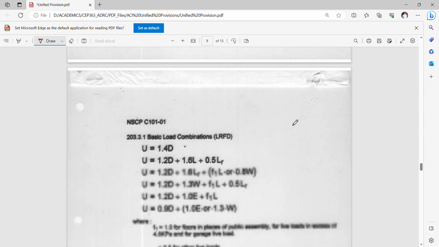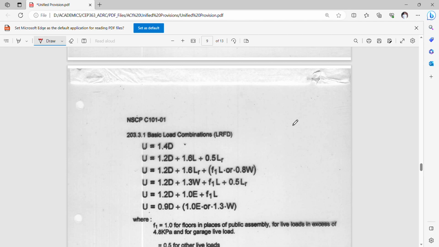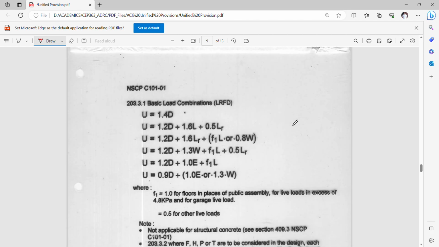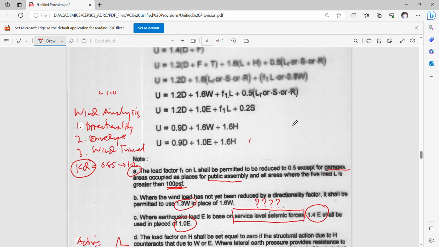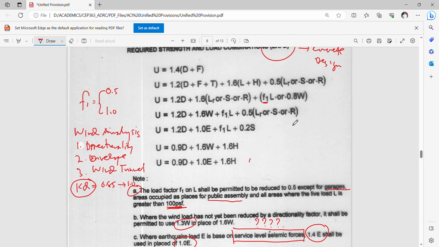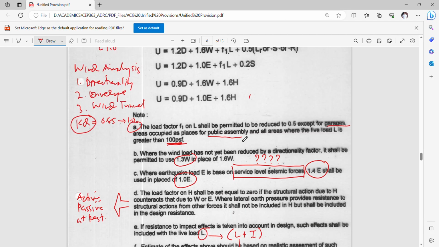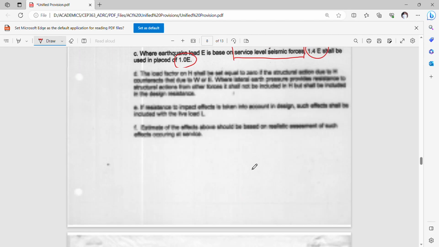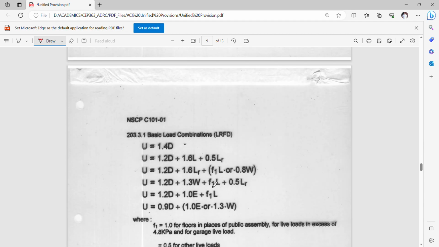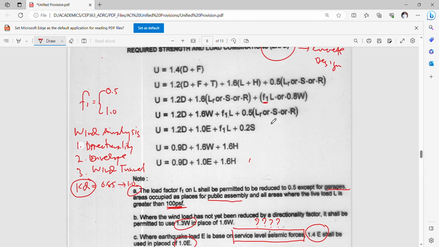So for the NSCP 2001 LRFD, you will notice that they are very much similar. Only some load or load effects here were not treated, but they may still be considered. So 1.4D, 1.2, 1.6, and 1.8 are there. So they are basically the same. 1.2, 1.3F, 1.5, 1.2, 1.0.